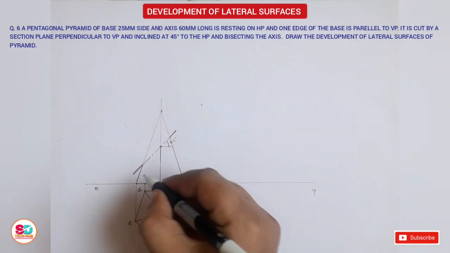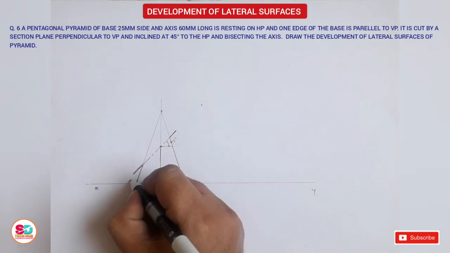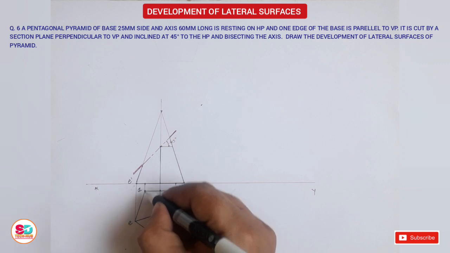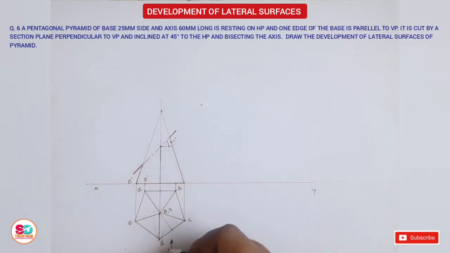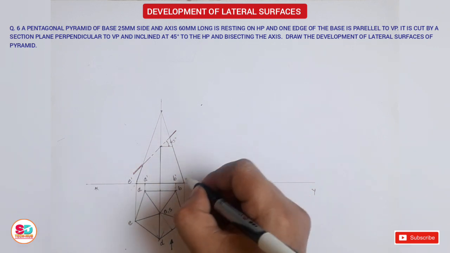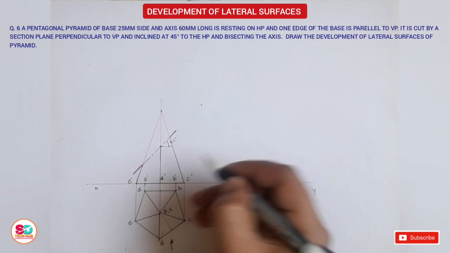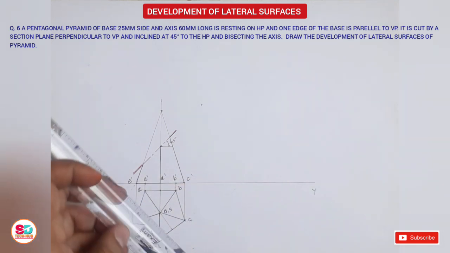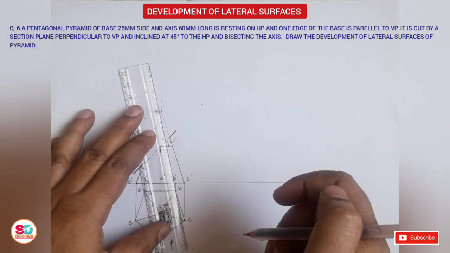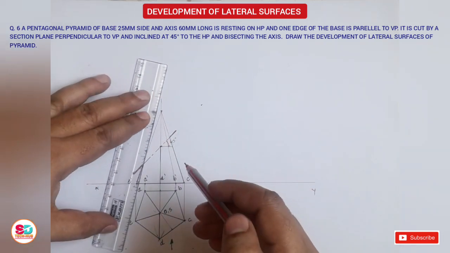So after that we have to name the points to the front view. So this point will be E dash, so this will be A dash, so this will be B dash, this will be C dash, okay, and last is D dash. Okay, so you can join this B dash with the apex with the help of continuous thin line because it will not be visible.